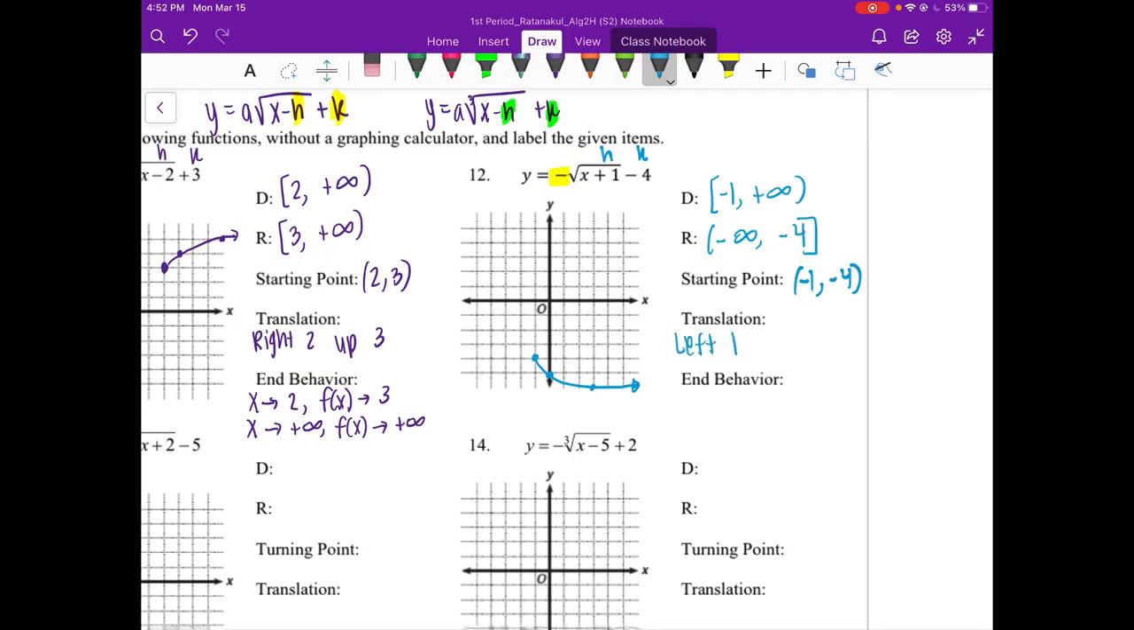Translation, left 1, down 4, and you can also include reflected. End behavior, as x goes to negative 1, f of x goes to negative 4, and as x goes to positive infinity, f of x goes to negative infinity.